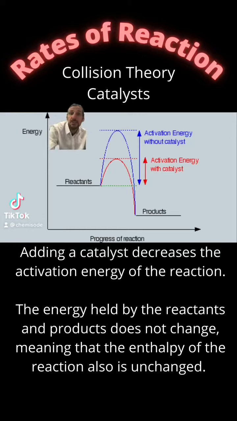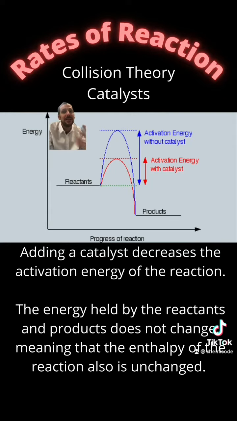The last video to do with rates of reactions and collision theory is on catalysts. Now, what is a catalyst? What does it do? A diagram here is an energy profile diagram, and we're going to use that to explain the role of a catalyst in a reaction. So a catalyst is something that increases the rate of reaction by decreasing the activation energy.